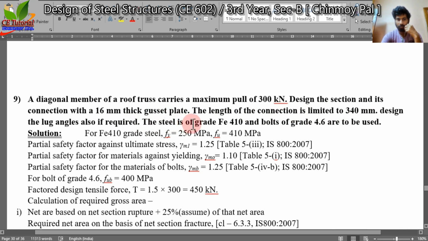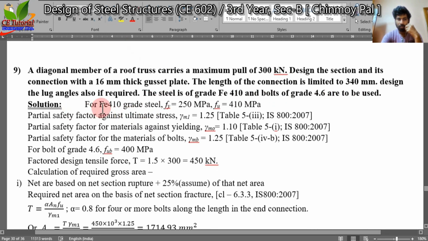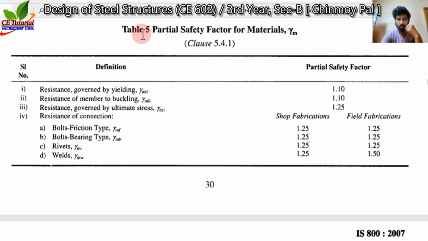The steel is of grade Fe410 and bolt of grade 4.6 are to be used. Now, for Fe410 grade of steel, Fy is equal to 250 MPa and Fu is equal to 410 MPa. The partial safety factor against ultimate stress is 1.25. Partial safety factor for material against yielding is 1.10, and partial safety factor for materials of bolts is 1.25. You can collect all those data from table 5 of IS 800. This is table 5 for partial safety factor gamma m, and you can see all those data.